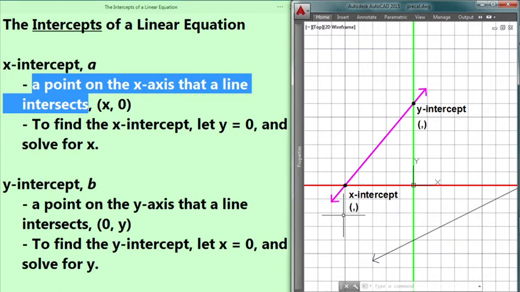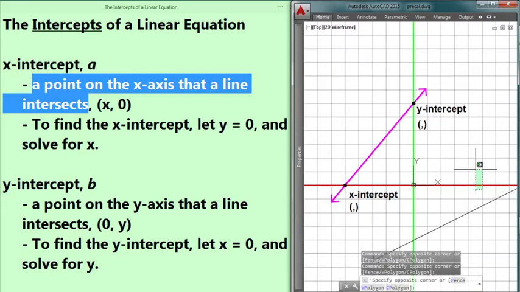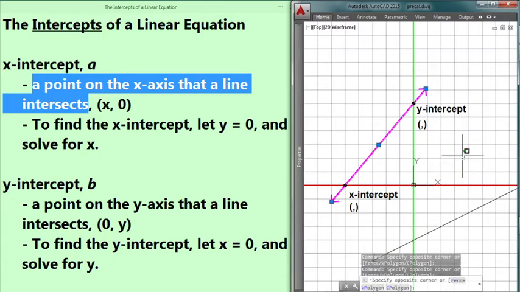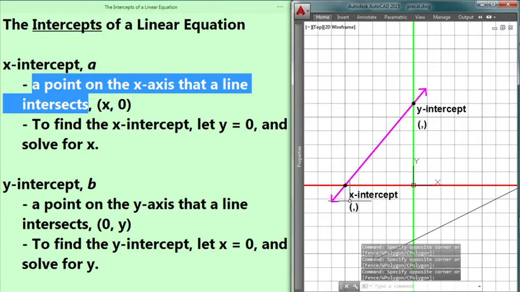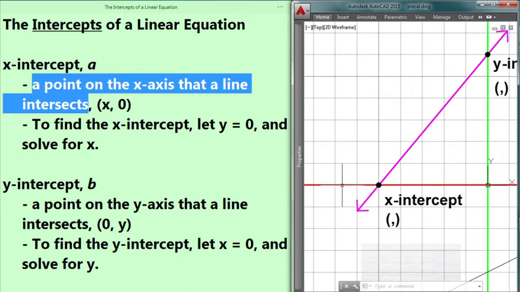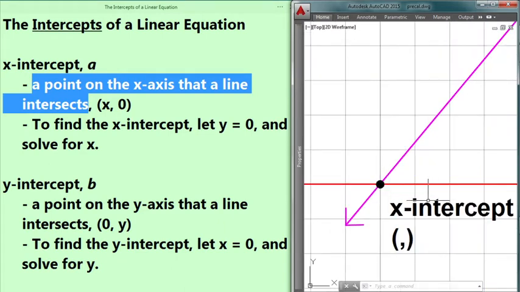Ito. So, let's say, itong green vertical line, yan ang ating y-axis, and then itong red horizontal line, siya naman yung ating x-axis. So, pansinin nyo dito, we have this line, yung fuchsia na straight line. Dumaan siya sa point na to. So, na-intersect niya yung x-axis at this particular point. So, yan yung tinatawag natin na x-intercept.